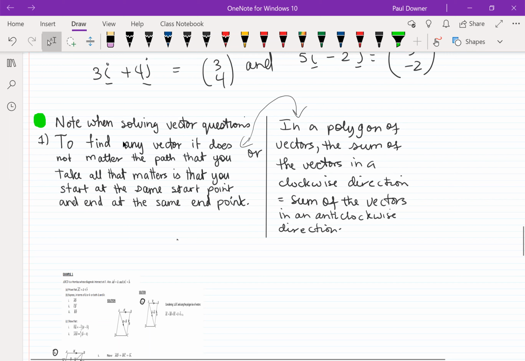It says that to find any vector, it does not matter the path that you take. All that matters is that you start at the same start point and end at the same end point.